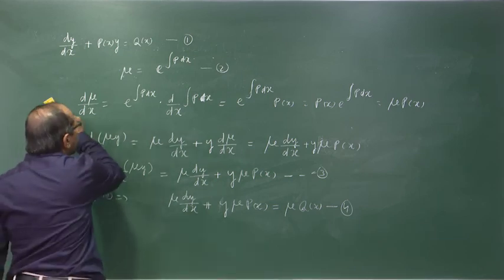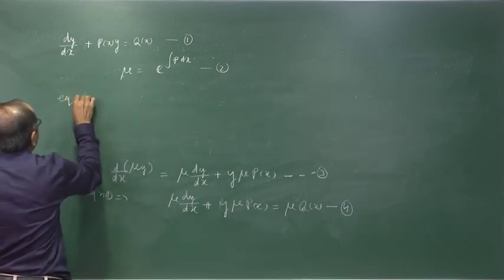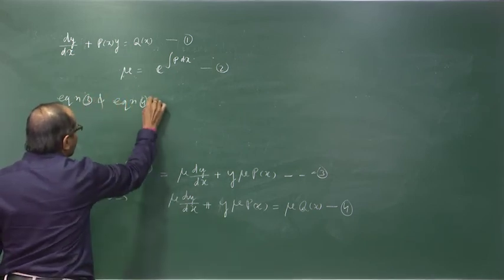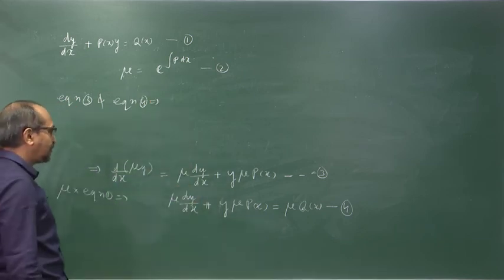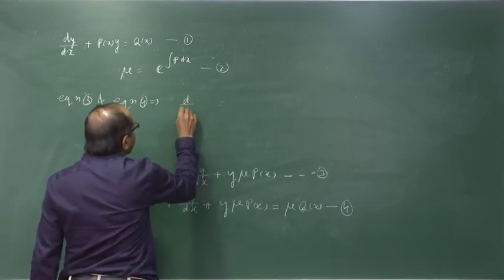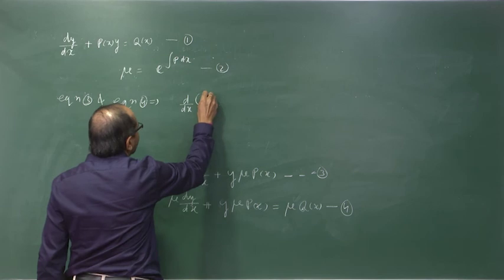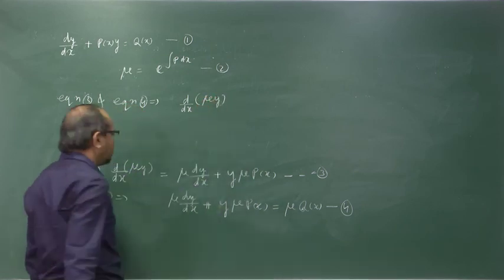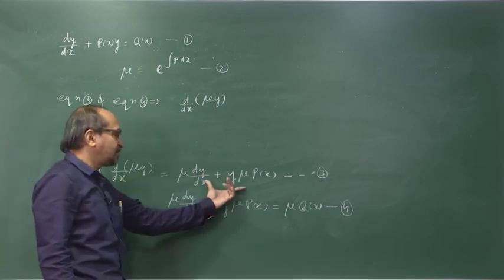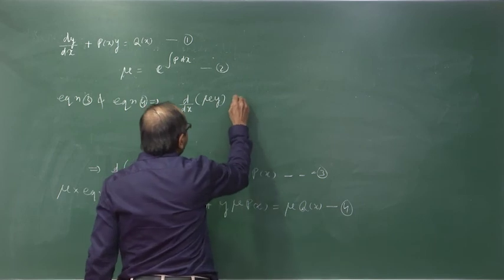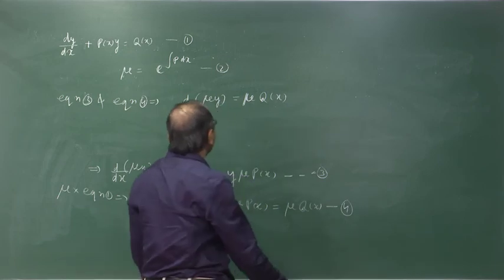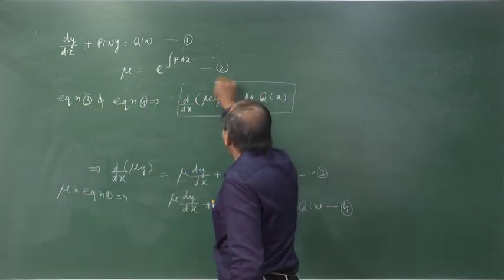Therefore, from equation 3 and equation 4, we get d/dx of μy is equal to this value, which becomes μ times q(x). This is equation 5.